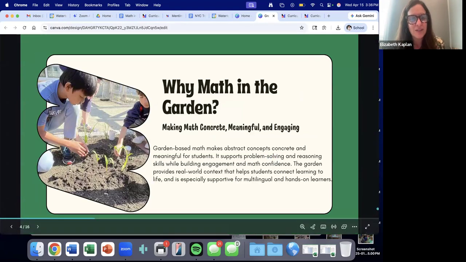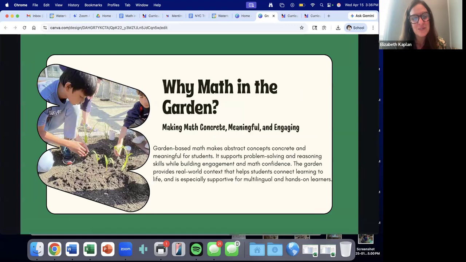So why math in the garden? And again, here's a picture of our students planting in one of our gardens. So when we're teaching math, and I'm going to put my math coordinator hat on right now, and I don't know who's in the room. I probably should have asked in our webinar, but when we're teaching math, particularly in K to 5, it's really important to make math concrete.